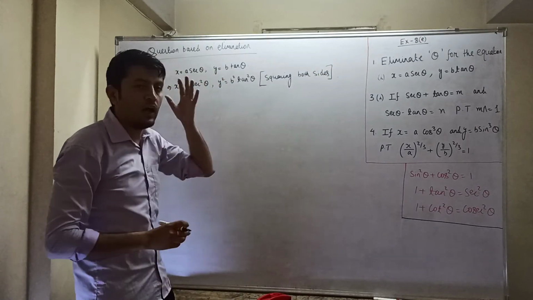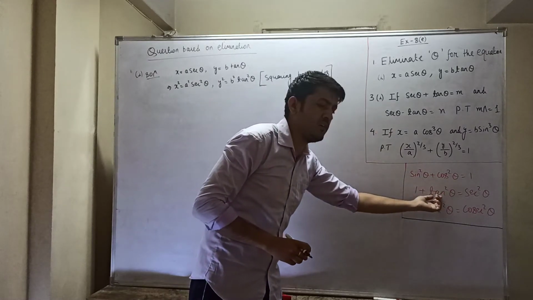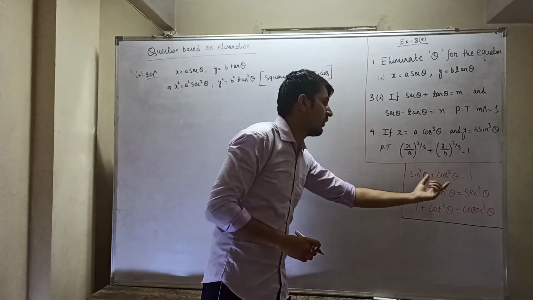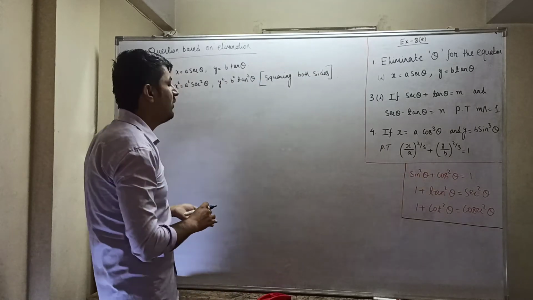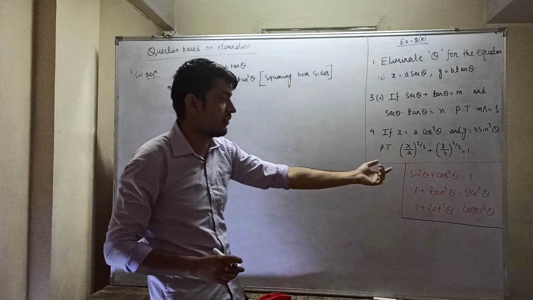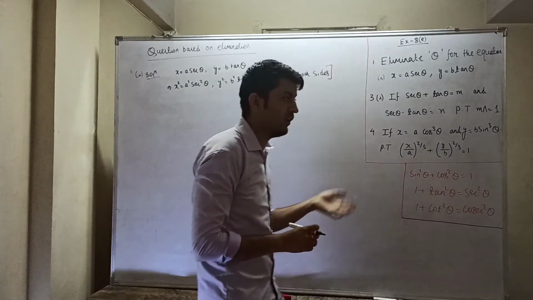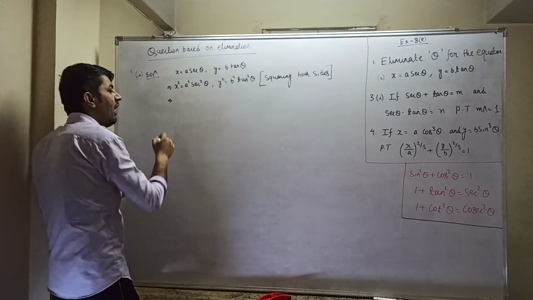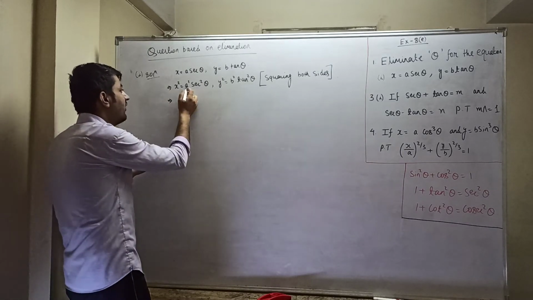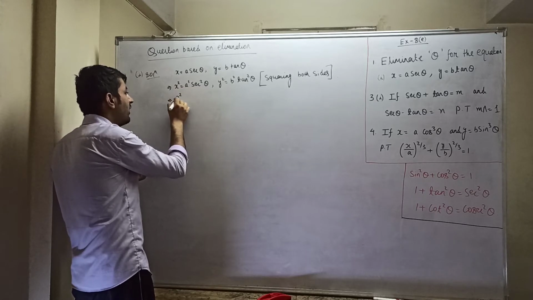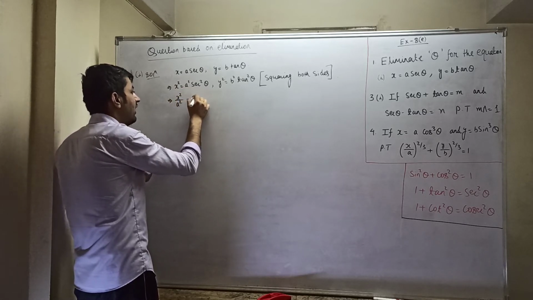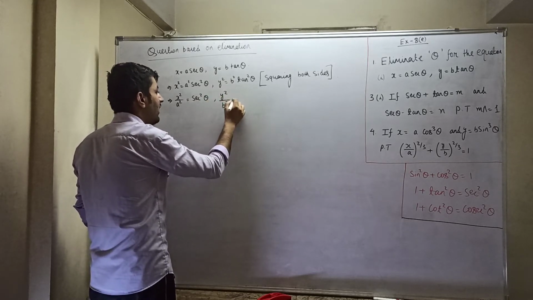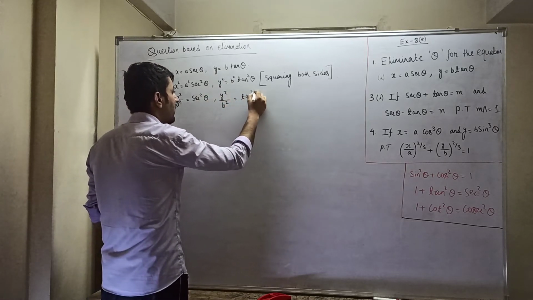Now somehow I should be able to use this identity relation. Whenever you go to your identity relation, there is only sec square theta and tan square theta. You don't have a square and b square. So in the next line, this a square I'll bring down: x square by a square is sec square theta, and y square by b square is tan square theta.